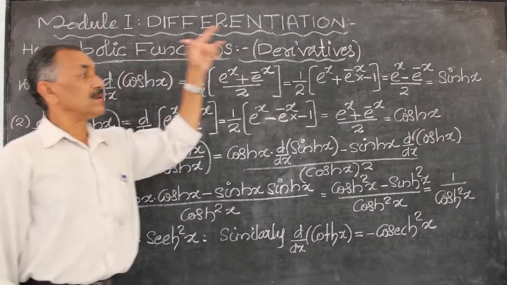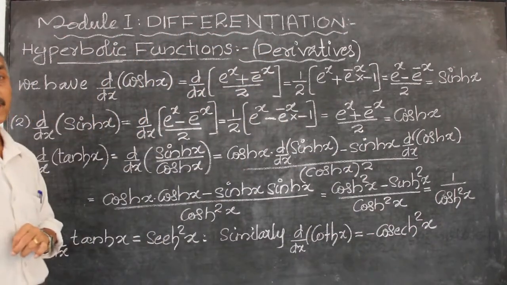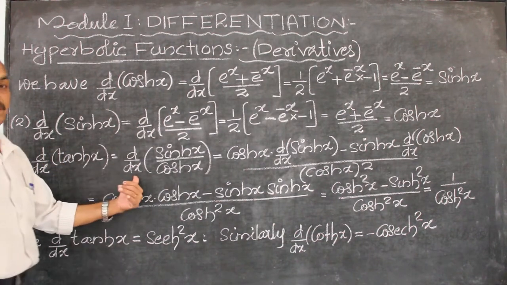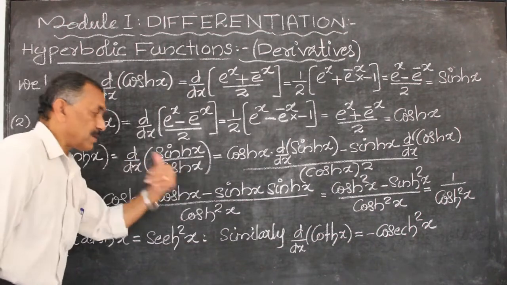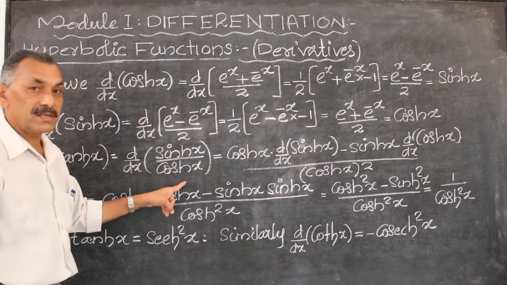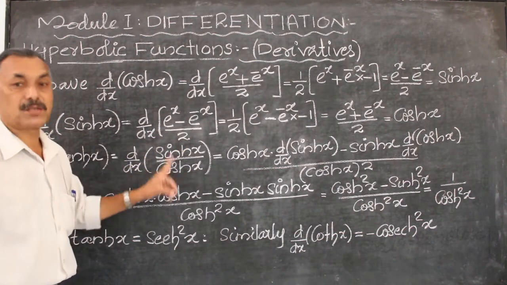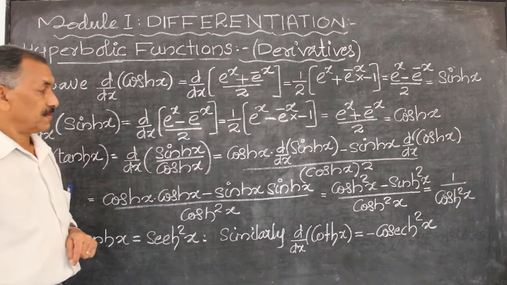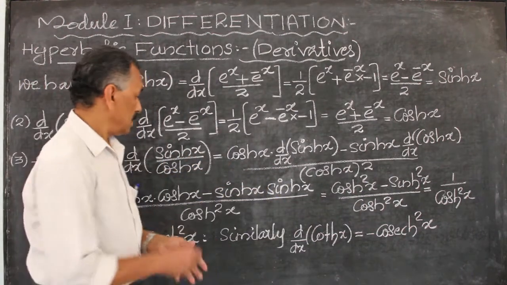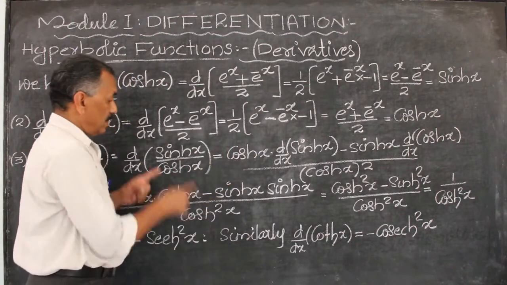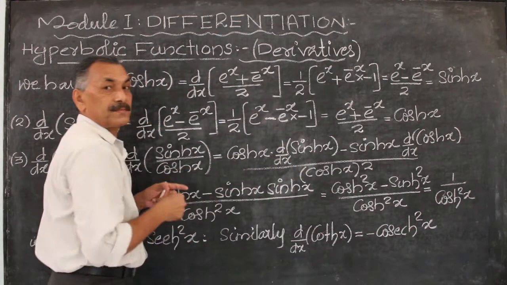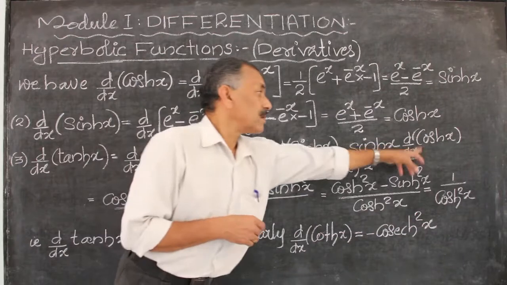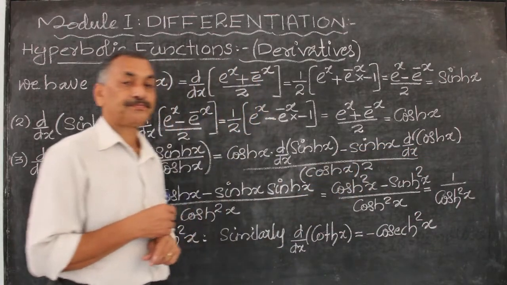Derivative of cosh x is equal to sinh x. Okay. Next we consider the derivative of tanh x. Tanh x is equal to sinh x by cosh x. This is a quotient. Apply the quotient rule: denominator cosh x into the derivative of the numerator sinh x, minus numerator sinh x into the derivative of the denominator cosh x, divided by the denominator squared.